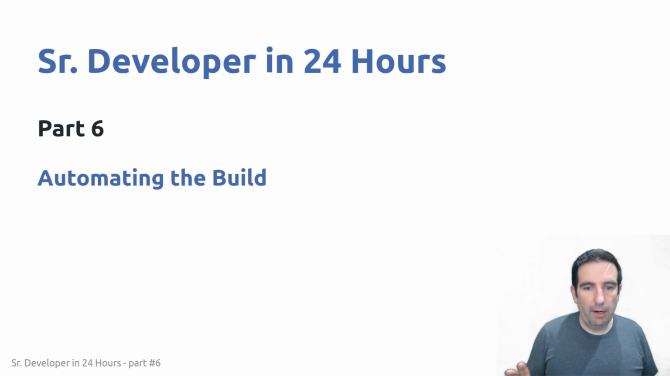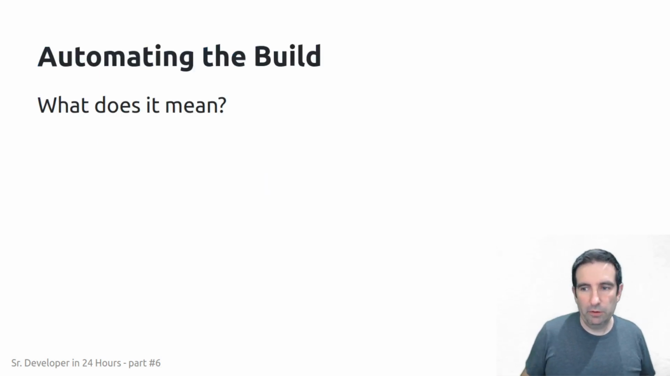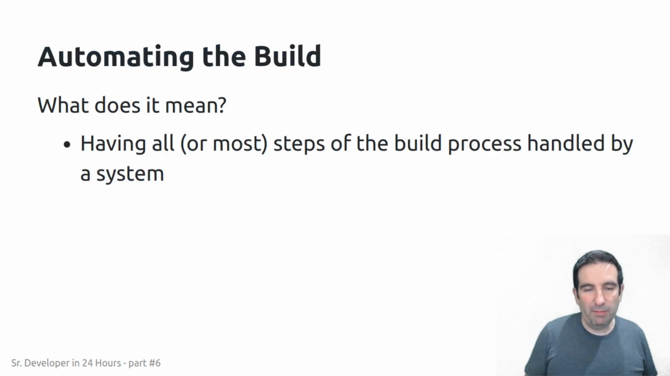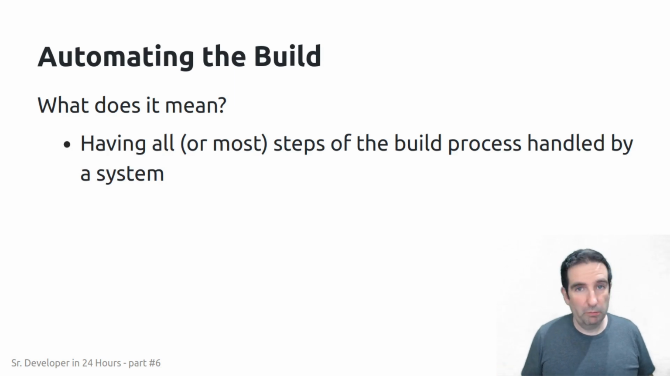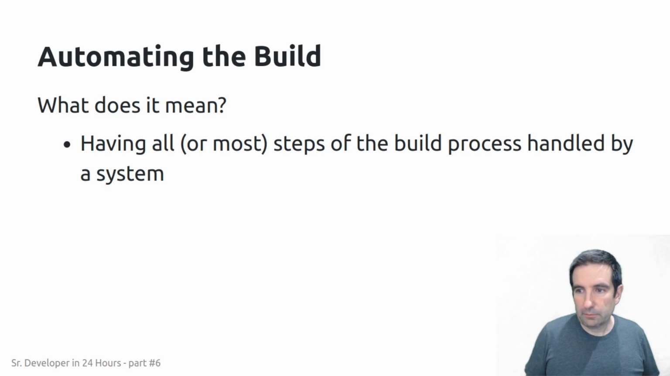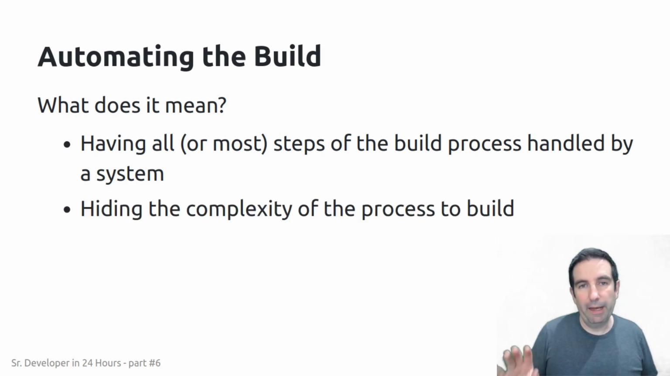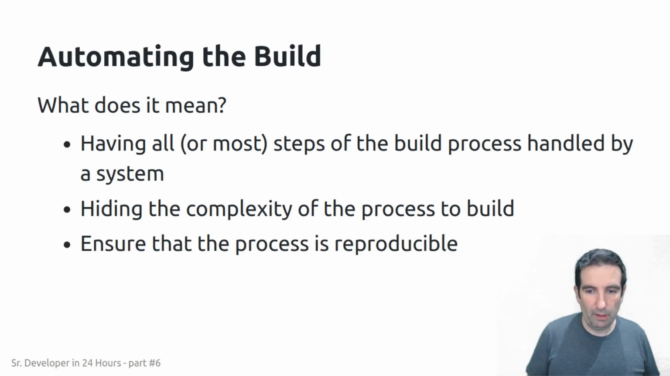Today, we're going to be talking about automating the build of our application. All right, so what does automating the build mean? It basically means having all or most of the steps of the build process handled by a system as opposed to a person doing it manually. And the idea here is that we're hiding the complexity of the build process to make it easier to develop. And because we're hiding all of the steps, because we're making things automatic, it ensures that the process is reproducible if we do things right.